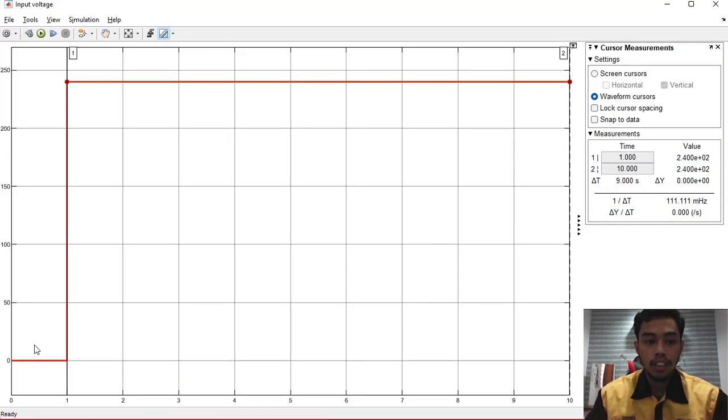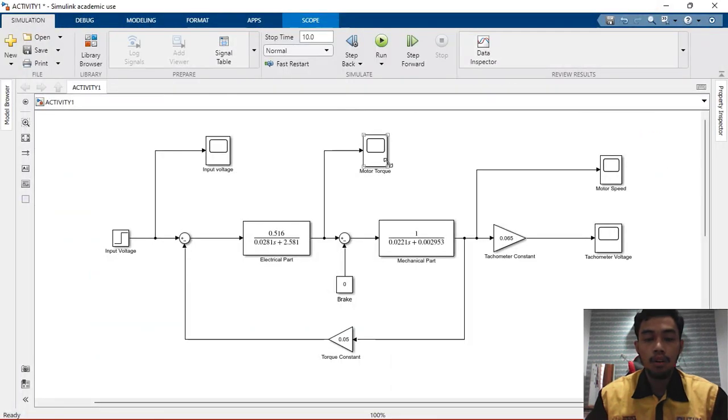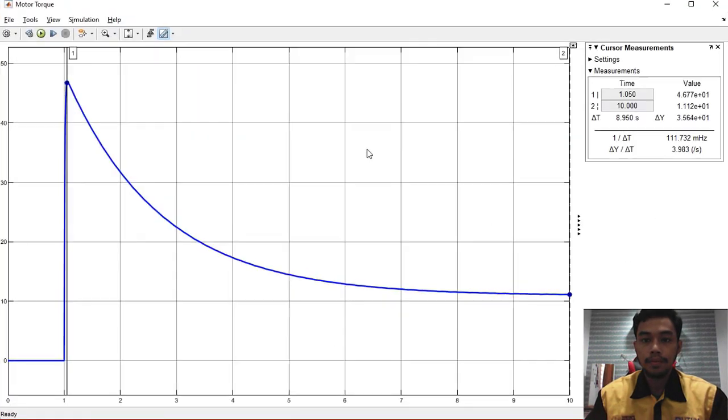What we can see here is that the input voltage starts from 0 and rises, and when t equals 10 seconds, the output voltage will be 240. Next, the value of motor torque here gradually decreases from the peak value, which is 46.77. When t equals 10 seconds, the value of the motor torque will be 11.12.